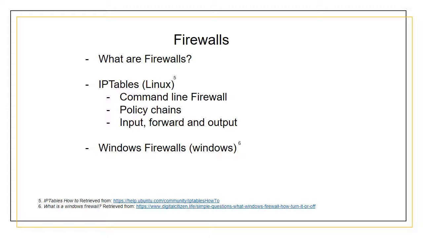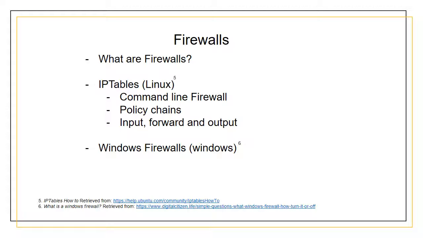So firewalls are network security devices that allow or block traffic based on rules that are preset or assigned. Firewalls, by definition, block unauthorized access while permitting outward communication. So the two that we're going to talk about today are the Linux firewall, IP tables, and the Windows firewall. So beginning with IP tables.